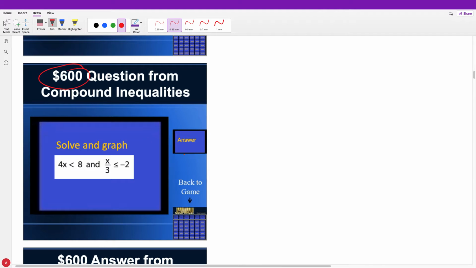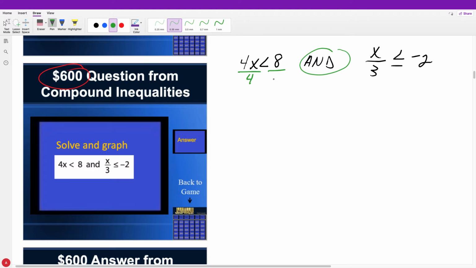All right, so for the first question, we're doing solve and graph, and we're given this compound inequality. So we have 4x is less than 8, and x over 3 is less than or equal to -2. So you'll be asked to both solve and graph for all these types of questions. So when we have these compound inequalities, we need to identify what type it is. And they tell us it's AND on here. So we know it's an AND statement. So we're going to solve both of these inequalities separately.